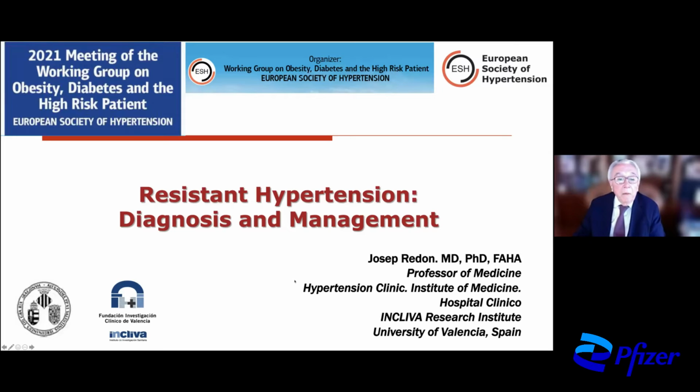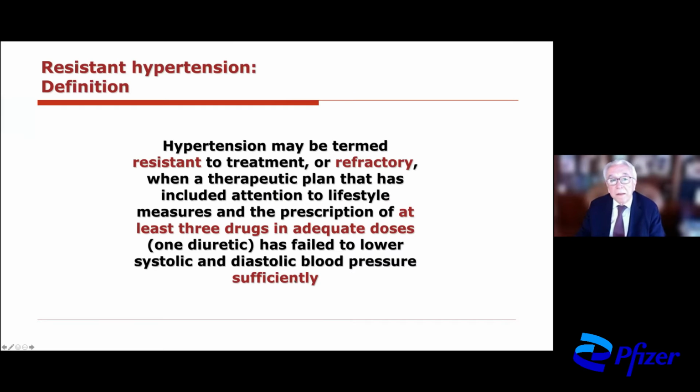My task today is to speak about resistant hypertension, some aspects related to the diagnosis and management. The first thing I would like to say is always the definition. Definition is sometimes confused, but the most used is when a therapeutic plan that has included attention to lifestyle measures and the prescription of at least 3 drugs in adequate dose, including 1 diuretic, has failed to lower systolic and diastolic blood pressure sufficiently. It is also sometimes used when a patient needed 4 drugs to be controlled.